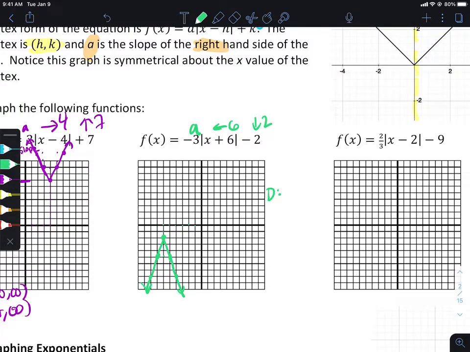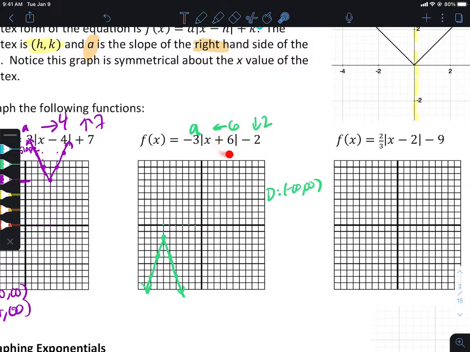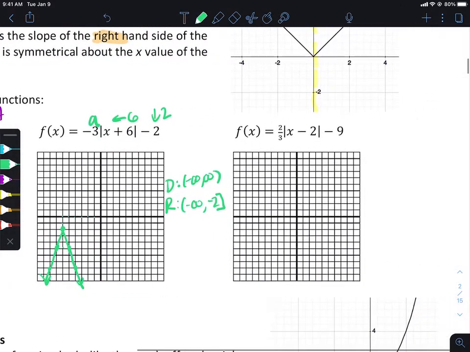Your domain for all absolute values is going to be negative infinity to infinity. The other way you can think of it is, is there any problem with a number that you would plug in here? No, there's no problem that I would come across when I plugged in a value here. That's the other way that you can think of it. Our range, notice on this one, we have nothing above in this vicinity. So we're starting from this Y value, and we're going down from there. So we always write our range as our low number to high number. So I'm going to start at negative infinity, and the high number that I go to is negative 2, and I touch it, so it's going to be a bracket.